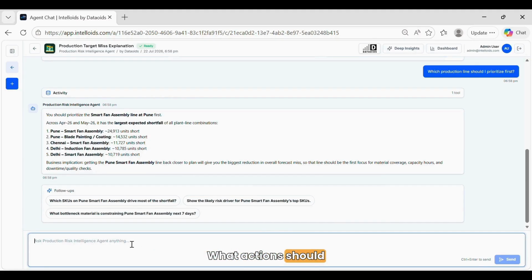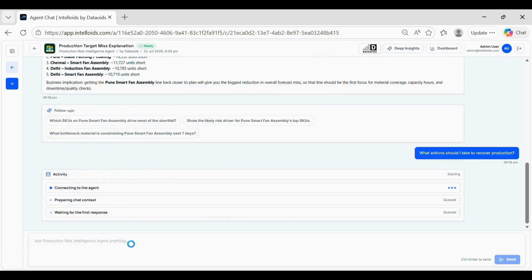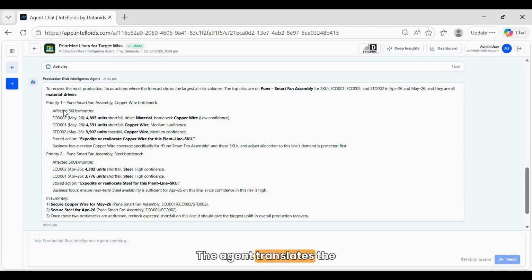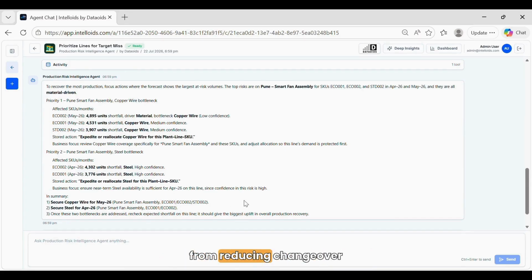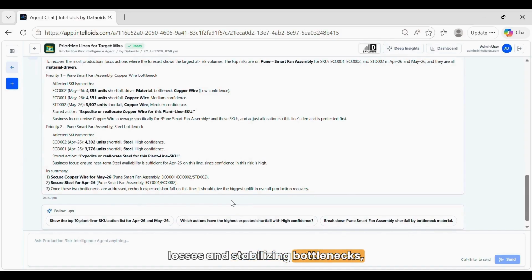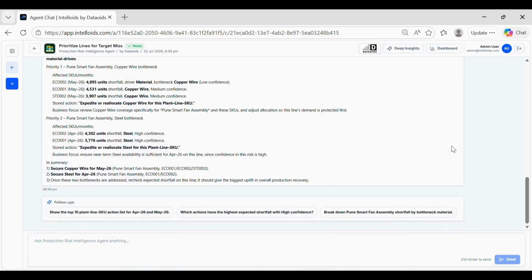What actions should I take to recover production? The agent translates the gaps into a prioritized recovery plan, identifying the highest impacted lines and recommending specific actions, from reducing changeover losses and stabilizing bottlenecks to balancing operators and protecting critical production.